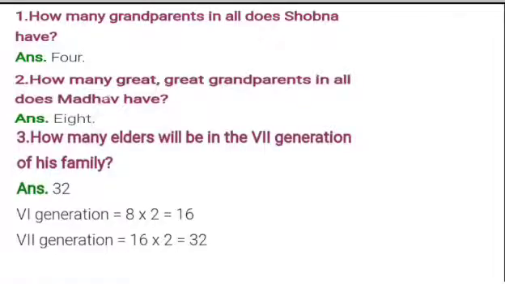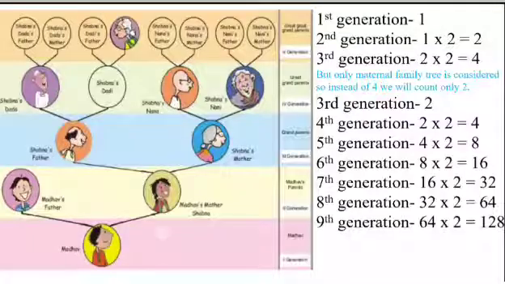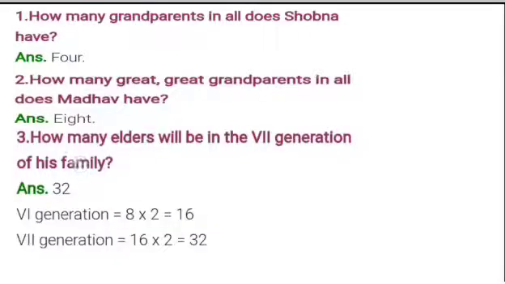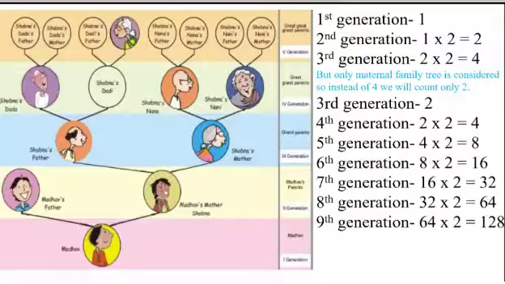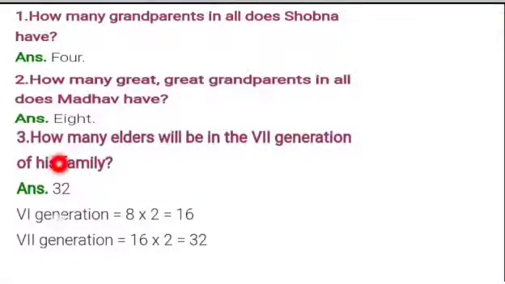So, how many grandparents in all does Shobna have? We are going to answer for Shobna. How many grandparents does she have? See, Shobna's grandparents will be 4. So we are going to write 4, right? How many great great grandparents in all does Madhav have? Now the great grandparents chart is here. If we count them, there are a total of 8. So we are going to write 8.